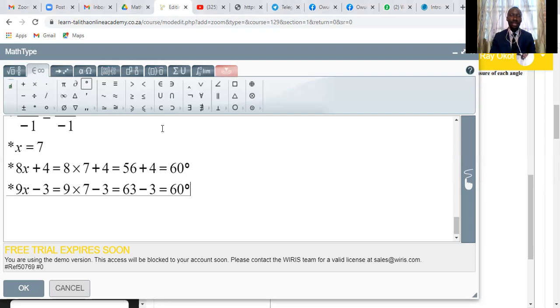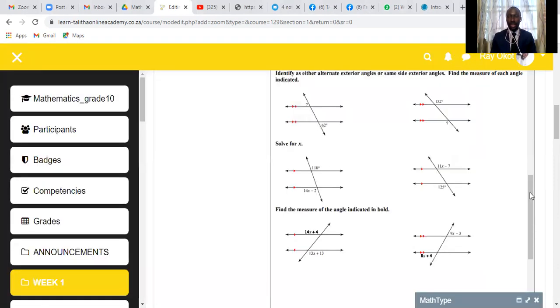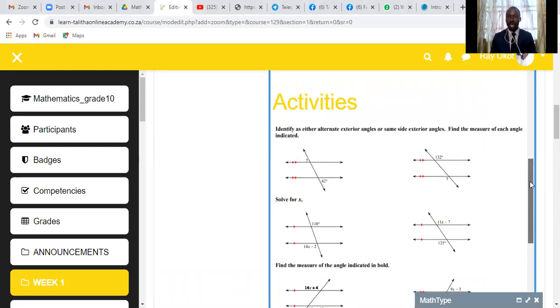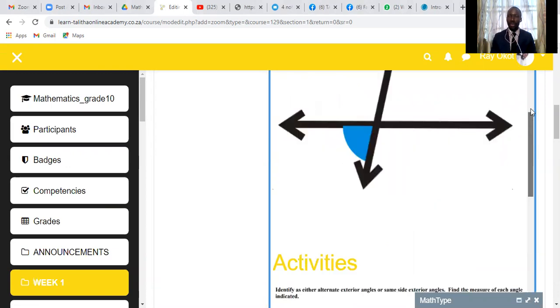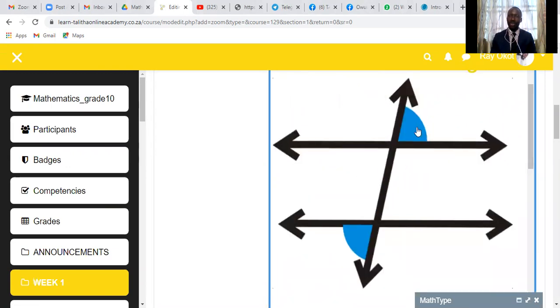So now, because we have got 60 also in degrees, and it is the same as that, we can therefore conclude that alternate exterior angles are always equal to each other. This is it for this lesson. You should then be able to attempt any question which requires the application of the knowledge of the property of alternate exterior angles. Alternate exterior angles, they are equal to each other.